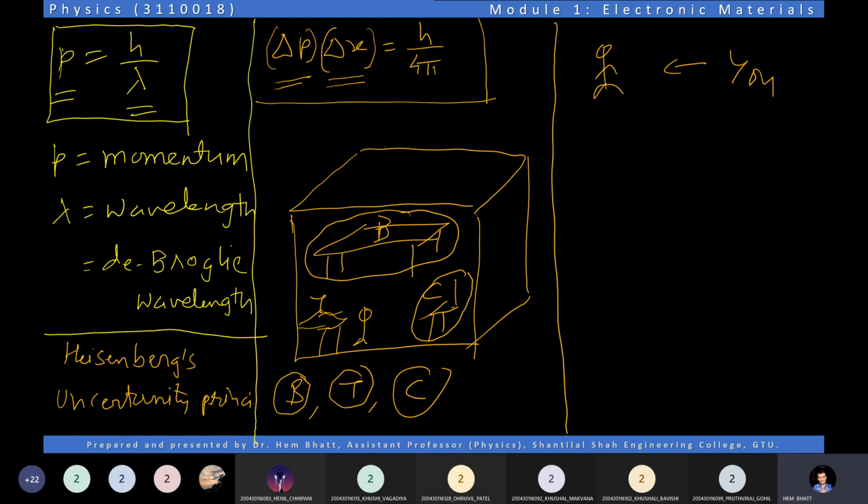So the probability of the person to be on the bed is more. Doesn't mean that the probability on the table or chair is zero.